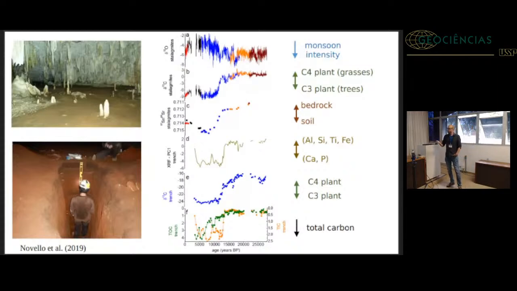Which, surprisingly, was not expected when you look at the δ18O, because the glacial period was a more wet period. So we expect to have more vegetation in a wet period. So it's not the case here.